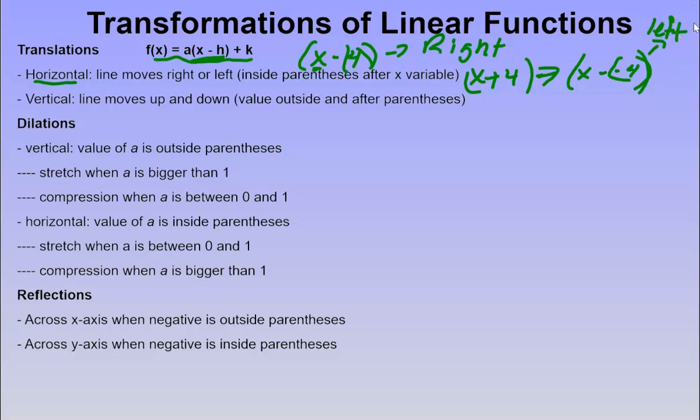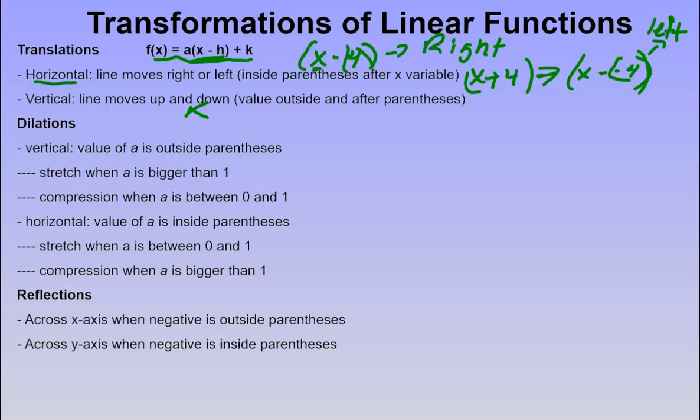Now the vertical translation means moving up and down. So that's our k. So this one is our k here. If k is positive, it goes up. If it says minus k, then it goes down.